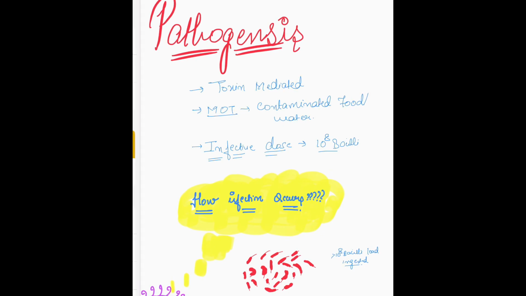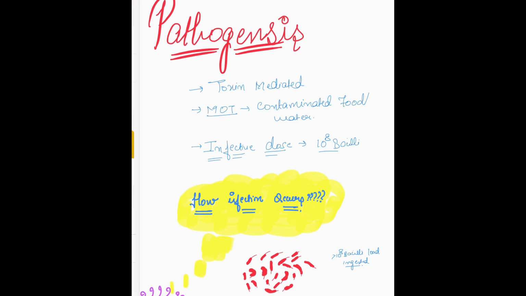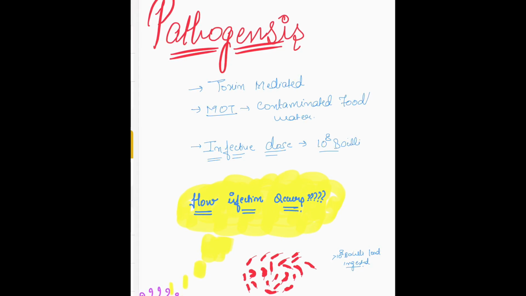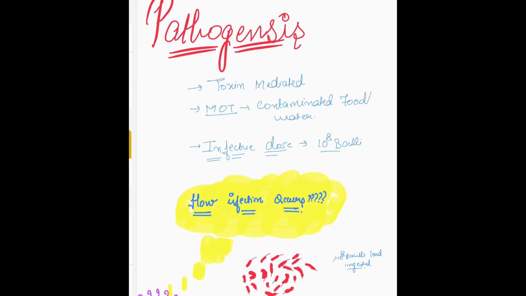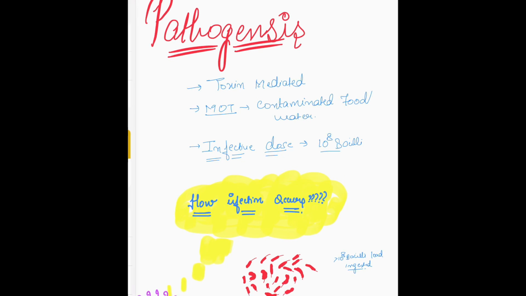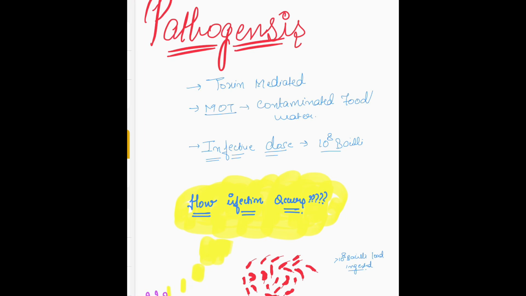Pathogenesis of cholera is toxin mediated. The toxin is heat labile. Mode of transmission is contaminated food. Infective dose means that many bacilli are required to initiate the infection, which is 10 raised to the power 8 bacilli. Only if this dose is ingested will infection or symptoms occur. Now, how infection occurs is the most probable question.